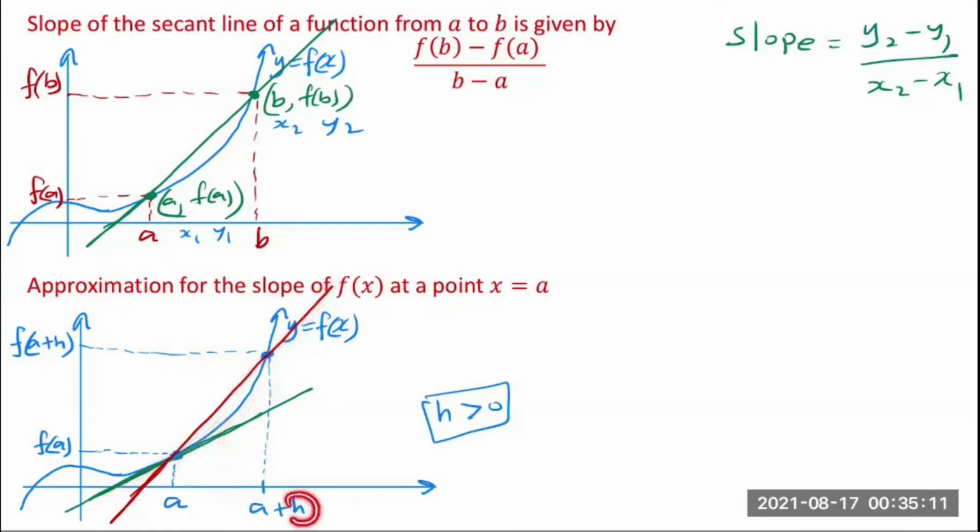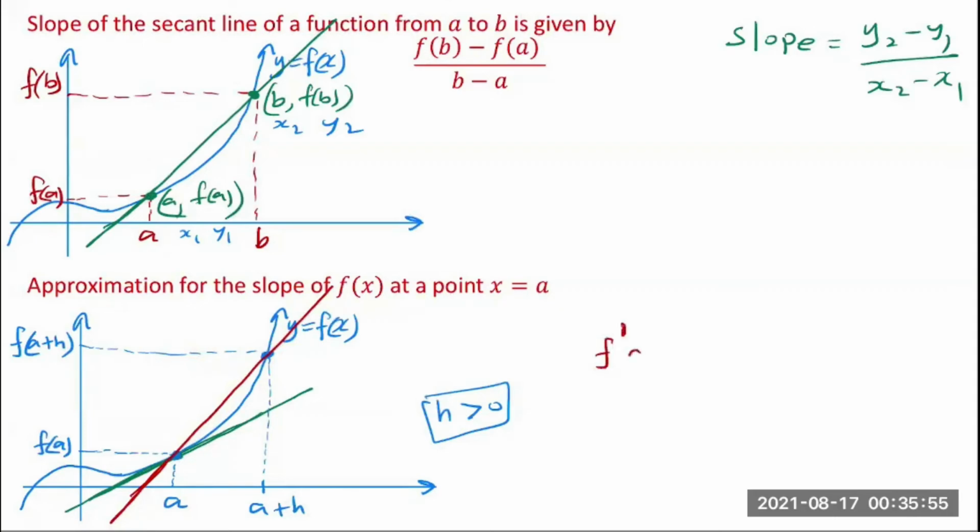Likewise, if you choose your H very small, then your A plus H would be very close to A. In that case, if you try to draw your secant line, that secant line and the green line almost look the same. What does that mean? That means their slopes have to be approximately equal. So the idea is that you make your H smaller. That means the slope of f of x at x is equal to a can be approximated by the slope of this secant line, provided your H is small. Okay, so here is the idea.